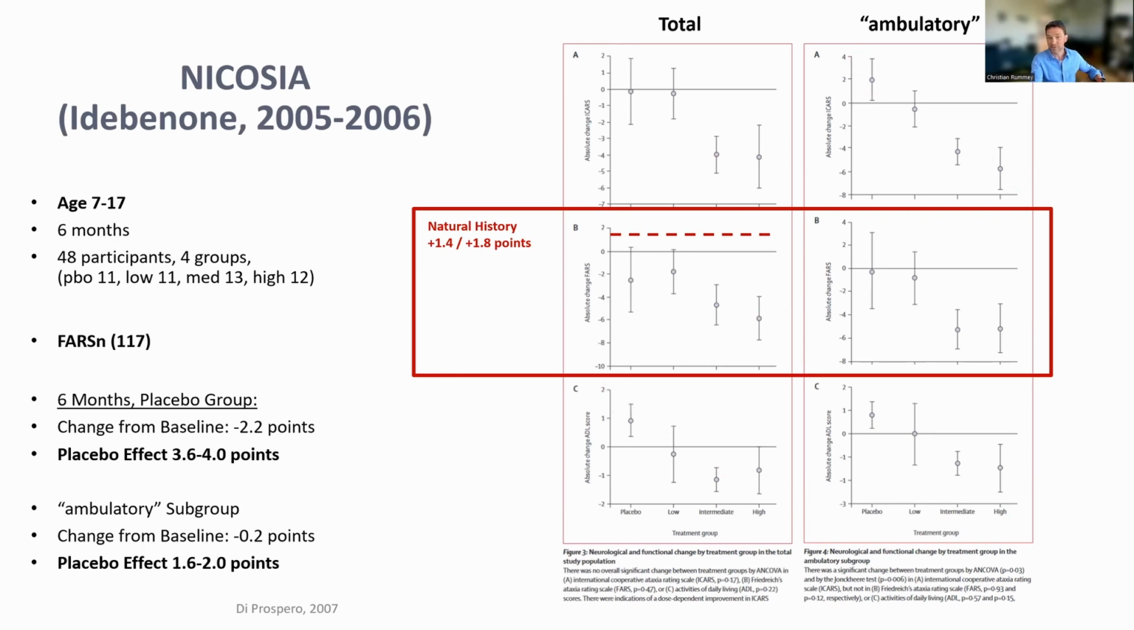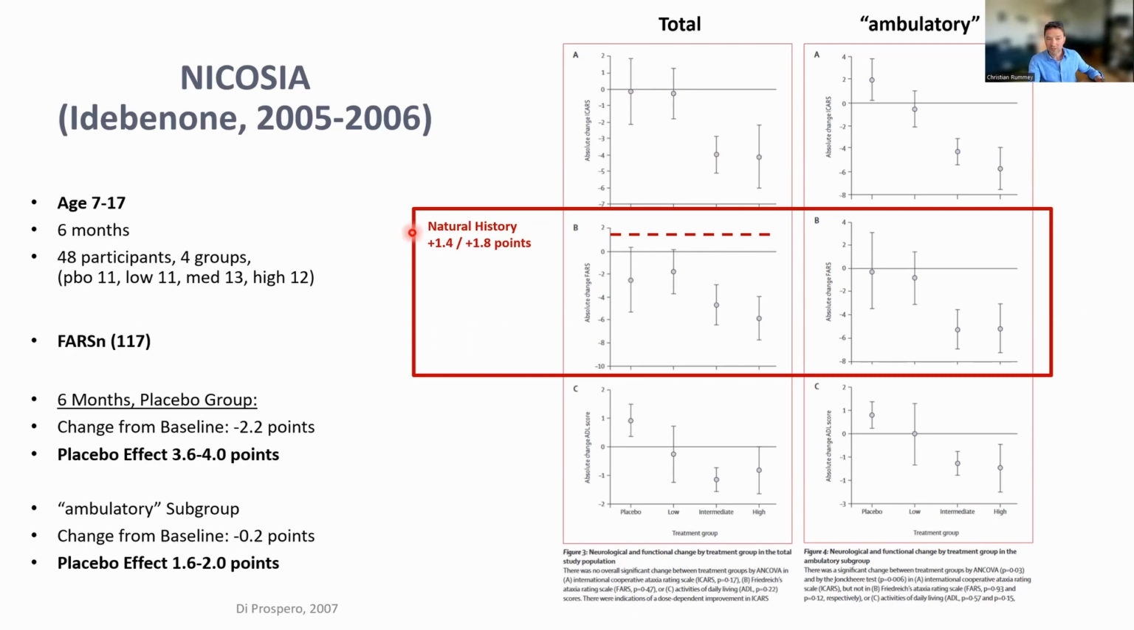dose response curves. On the left side is always the placebo group, and then you have low, intermediate, high dose. And I think this looks very convincing, and that's why everyone got so excited about idebenone. In the total group, it's a little bit small here, but the placebo response was a bit more than 2 points. No, I should say the improvement in the placebo group was a bit more than 2 points.